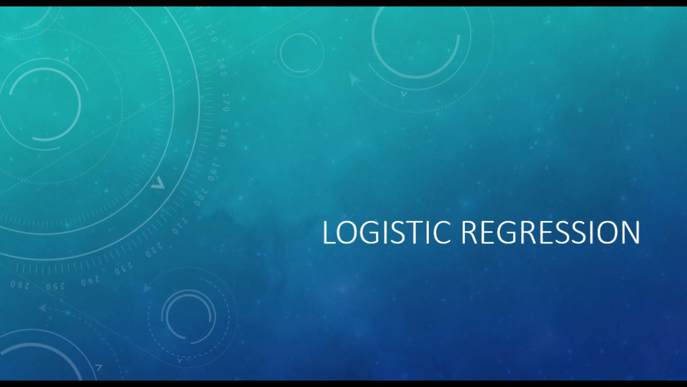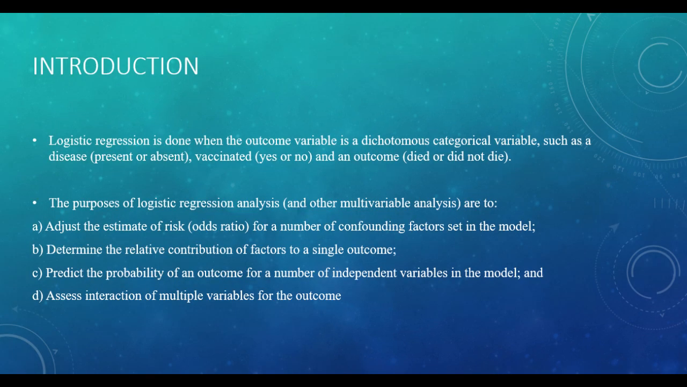Logistic regression. Introduction. Logistic regression is done when the outcome variable is a dichotomous categorical variable, such as a disease, present or absent, vaccinated, yes or no, and an outcome, died or did not die.